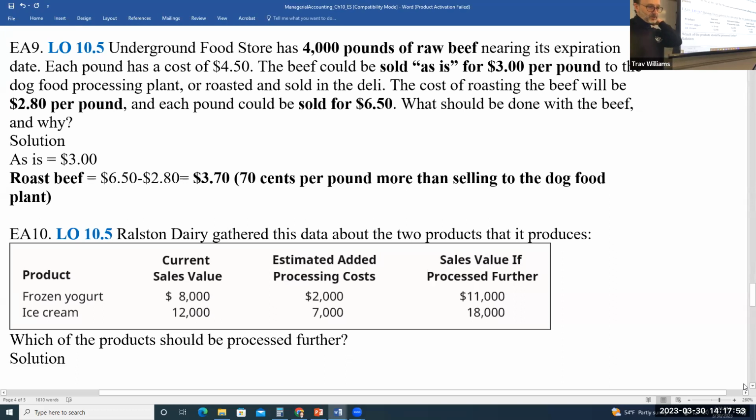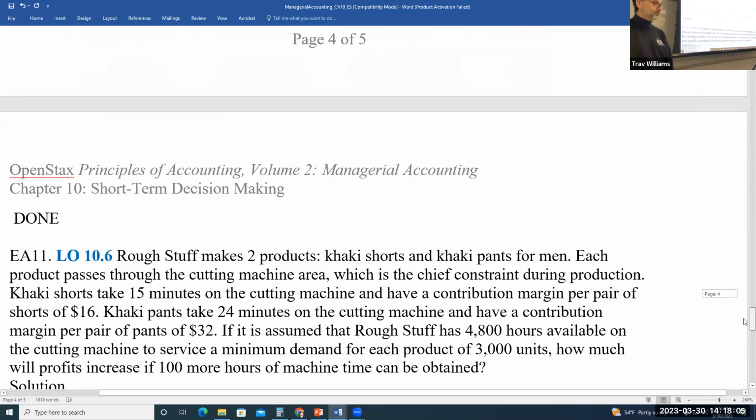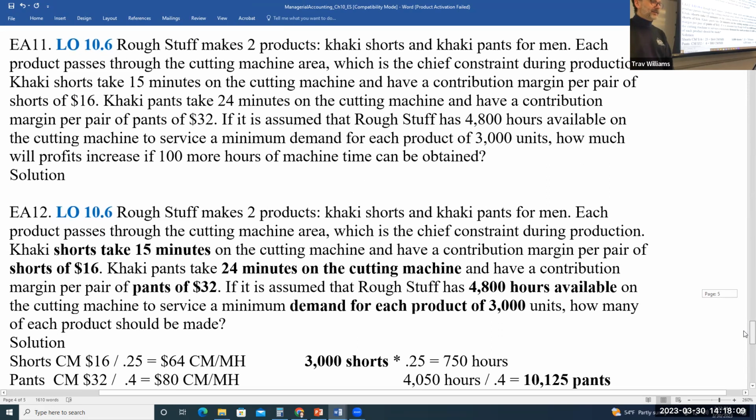I think we did number 10 already as well, right? Okay, so that means on to 11. Anyone need time on number 9 still? Okay, so 11 was the khaki company again.